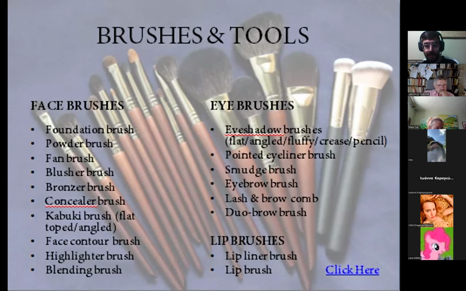And finally, the lip brushes. We have the lip liner brush and the lip brush. The lip liner brush is a little bigger than the fine eyeliner brush, and is used to get an accurate outline of the lips. The lip brush, on the other hand, is used to fill in the lips. So it's larger in appearance, and it can be used to fill the lips using the lip color of one's choice, and provides an even application.